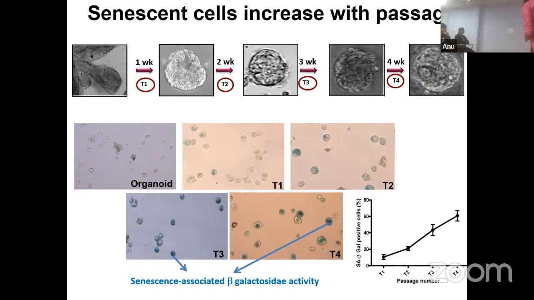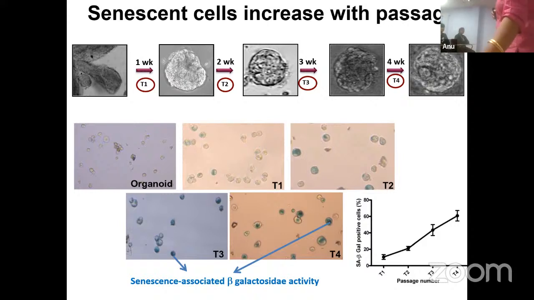So all the blue cells that you see: organoid, T1, T2, T3, T4. What is happening to the number of blue cells? Increasing, that's what my graph is. So what's happening when I take this stem cell enriched culture and grow them in culture over a period of time, they are becoming senescent. One fundamental property of senescent cells, the word senescent is also associated with aging, is that they cannot divide. If they can't divide, they will obviously not be able to form spheres.